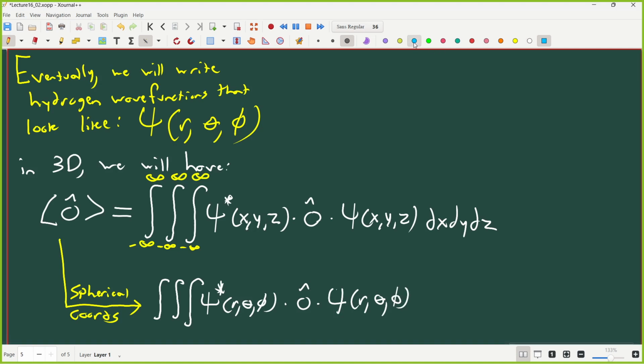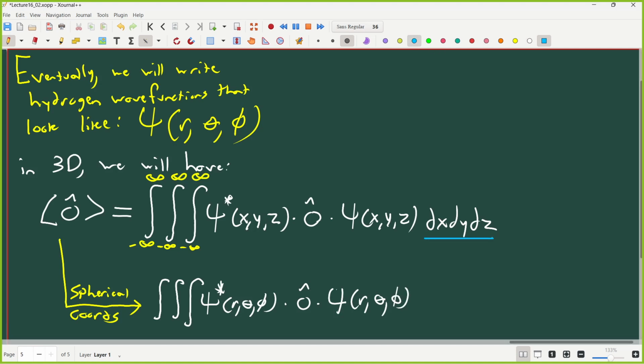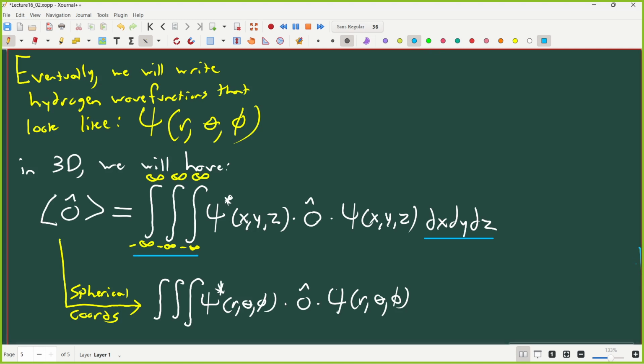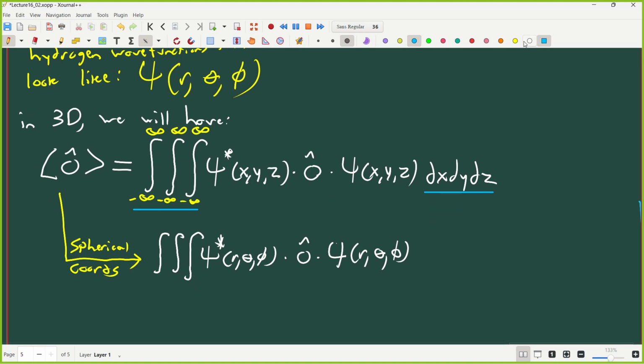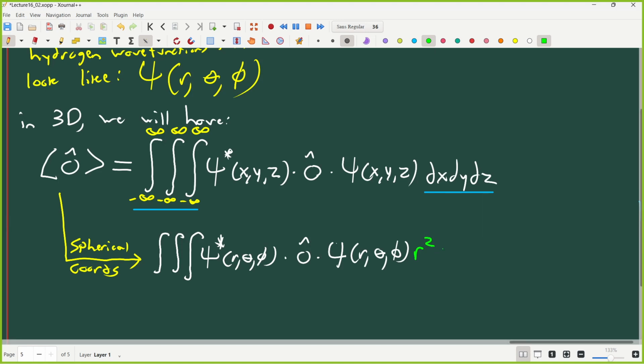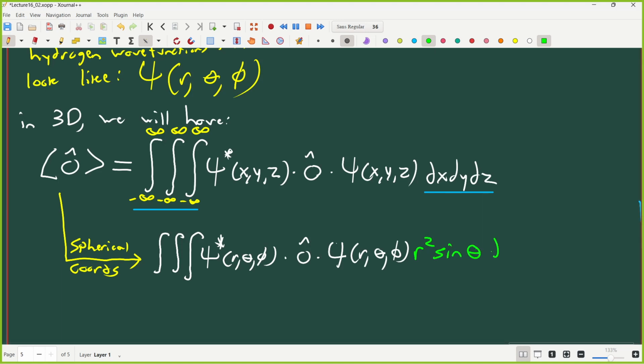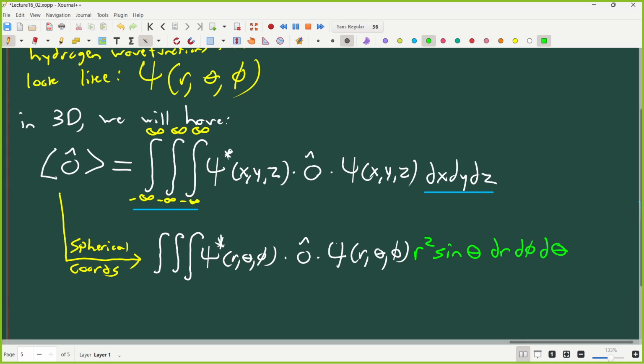And I want to highlight two particular regions of this integral that change. It's the bounds and the volume element, the differential element, the dx. And when you convert dx, dy, and dz into spherical coordinates, you get an additional conversion factor from the u substitution. And I'll write it down here very clearly. You get r squared sine theta. And then you get dr, d phi, d theta, however you want to write them.